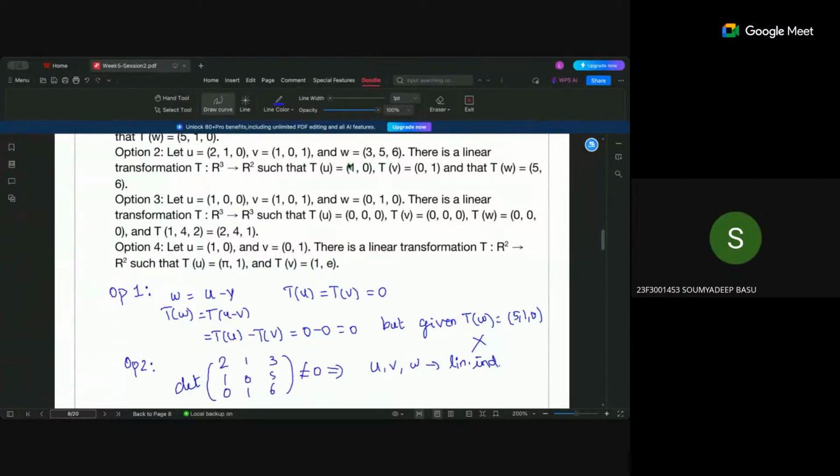Now, first of all, you note that u, v, w are linearly independent. It means they are actually forming a basis for R3.